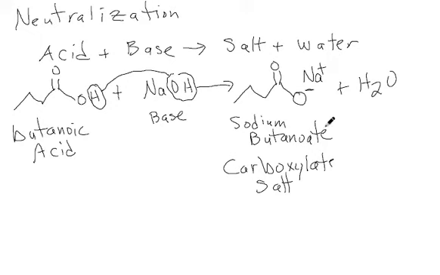A carboxylate salt then, or a carboxylate ion, combines with a cation, the sodium, to balance it out. And we write it as a minus and as a plus because they're not actually going to form a solid in the water. We wouldn't get a solid sodium butanoate until we evaporate all the water. So the products of this neutralization are a carboxylate salt and water.